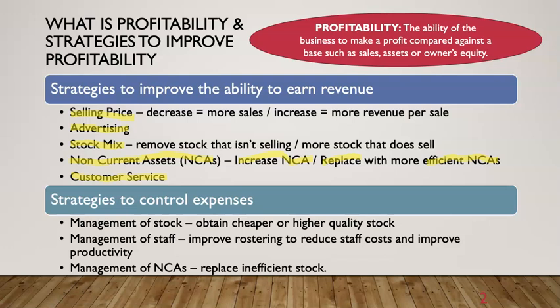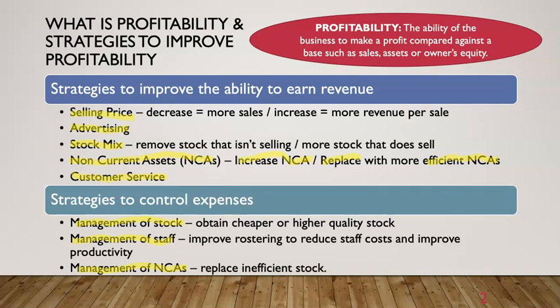If we're looking to reduce our expenses, we might be thinking about our management of inventory. So should we be looking at ways to obtain cheaper inventory, or maybe find higher quality inventory? How are we managing our staff? Should we be improving our rostering or reducing our staff costs, or look at other ways to improve their productivity? And should we be managing our non-current assets? Should we be getting rid of inefficient assets that are costing us expenses, electricity, and let's not forget depreciation?